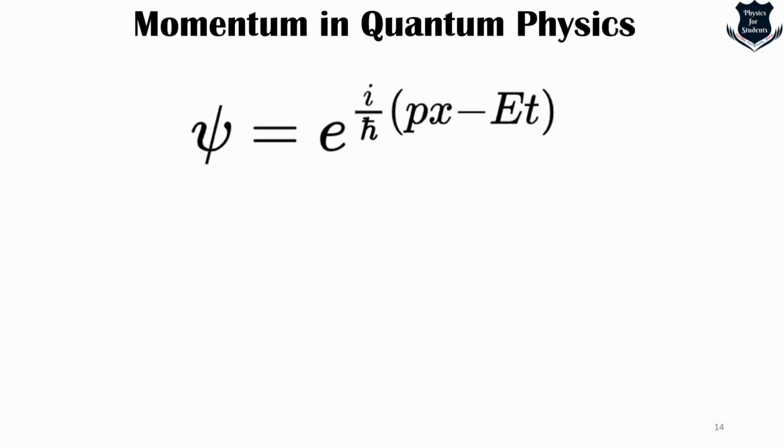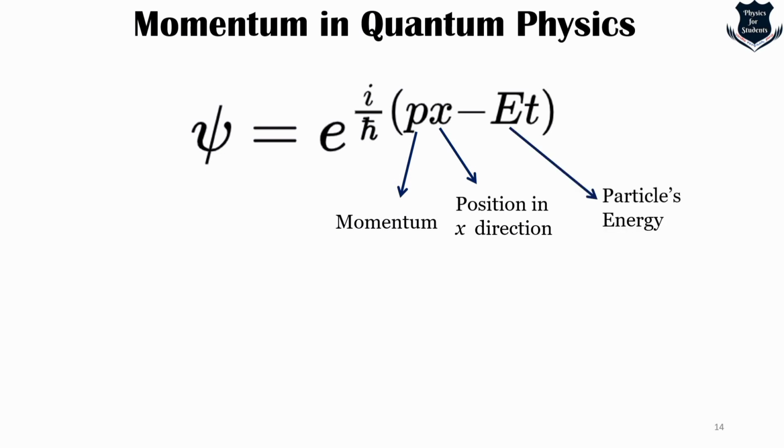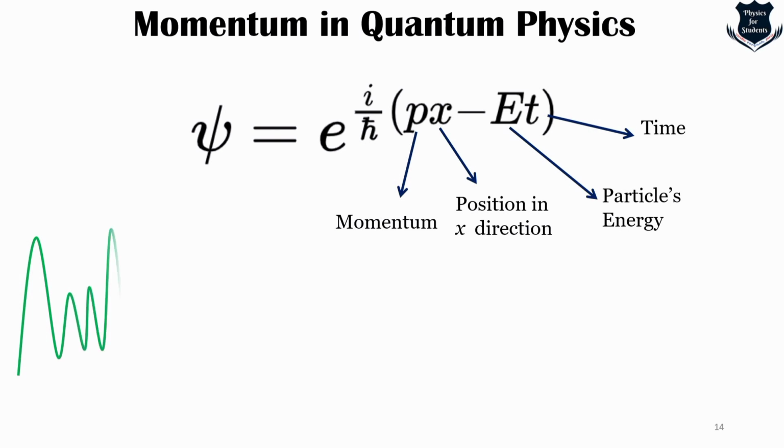I will just explain this one. This is actually the momentum. This is the position, which we considered to be the x direction, just taking it in one dimension. This is the particle's energy and this is the time. So if I take an arbitrary curve, you might say that this equation is very much applicable to a plane wave, like a simple wave.